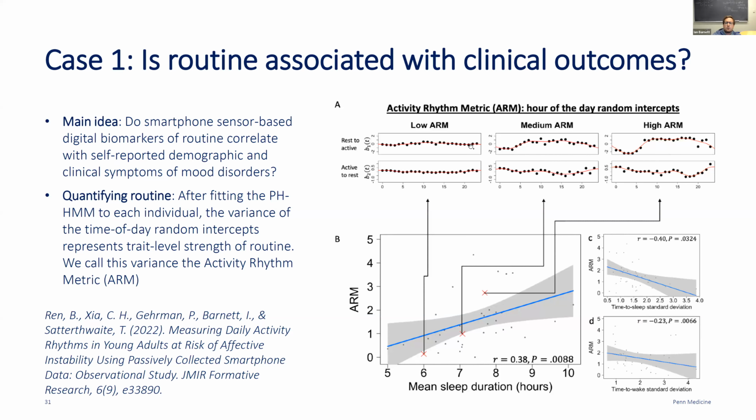So we wanted to see, great, fine, we have this routine metric. Does it actually mean anything? Does it correlate with anything useful? So we looked at that. In this study, if each point here is a person, I believe we had about 42 people with sufficient data to look at trends between our routine metric and self-reported mean sleep. We did see that people with stronger routines slept longer, and that was statistically significant.